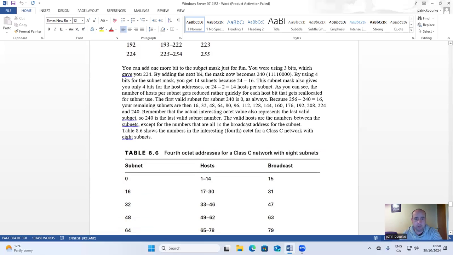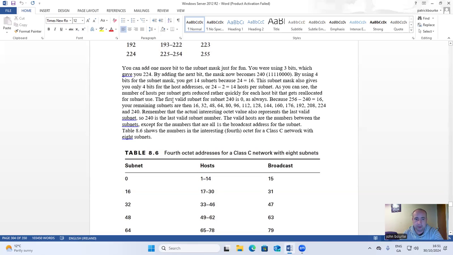You can add one more bit to the subnet mask just for fun. You were using 3 bits, which gave you 224. By adding the next bit, the mask now becomes 240, or 11110000. By using 4 bits for the subnet mask, you get 14 subnets because 2^4 equals 16. This subnet mask also gives you only 4 bits for the host address, or 2^4 minus 2 equals 14 hosts per subnet.